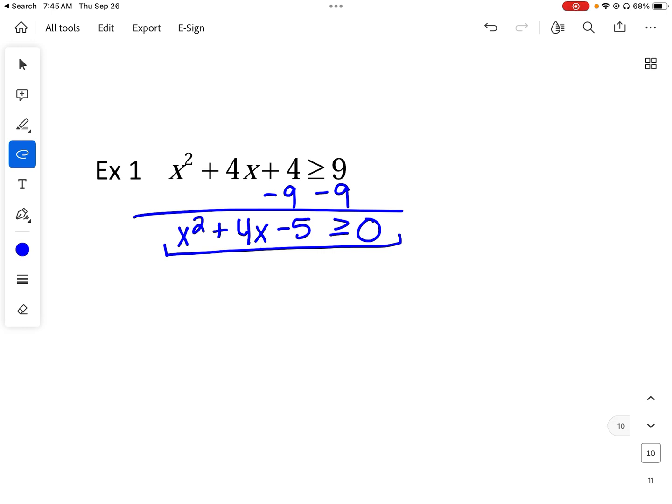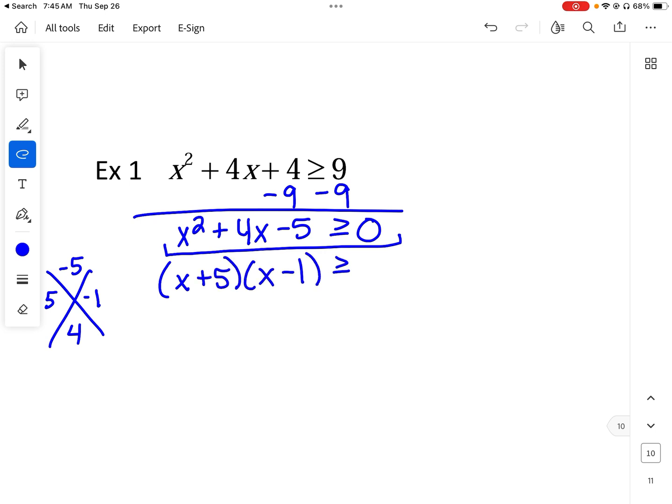All right, so when we factor, we can look at what multiplies to get -5 but adds to get 4. That would be 5 and -1. So we are going to write this now as x plus 5, x minus 1 is greater than or equal to 0.